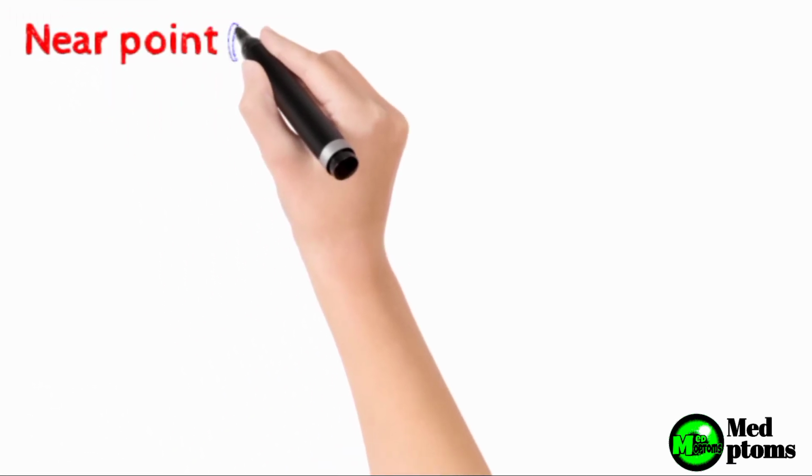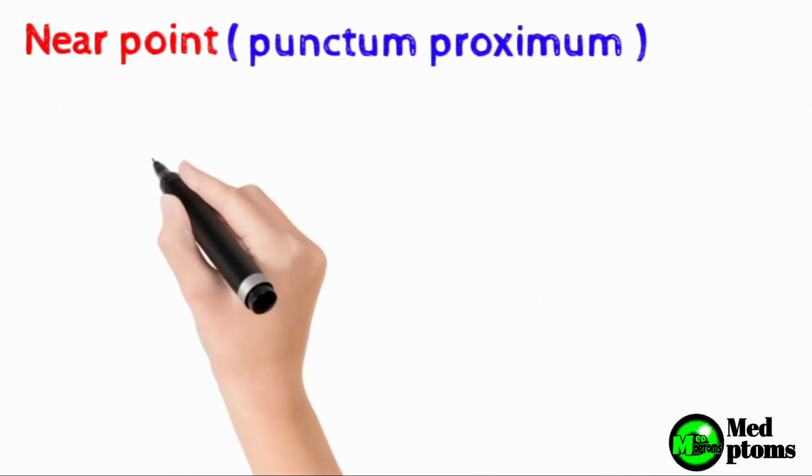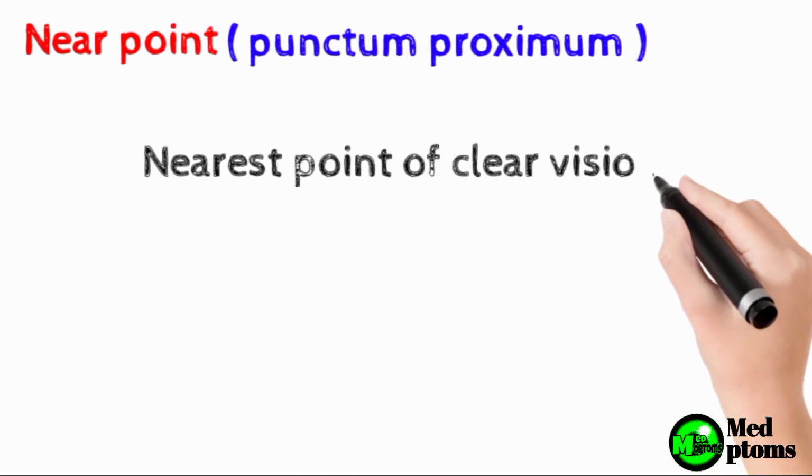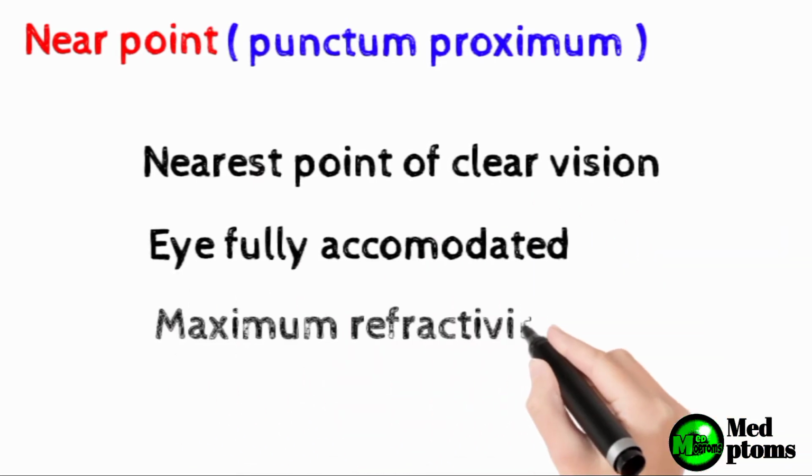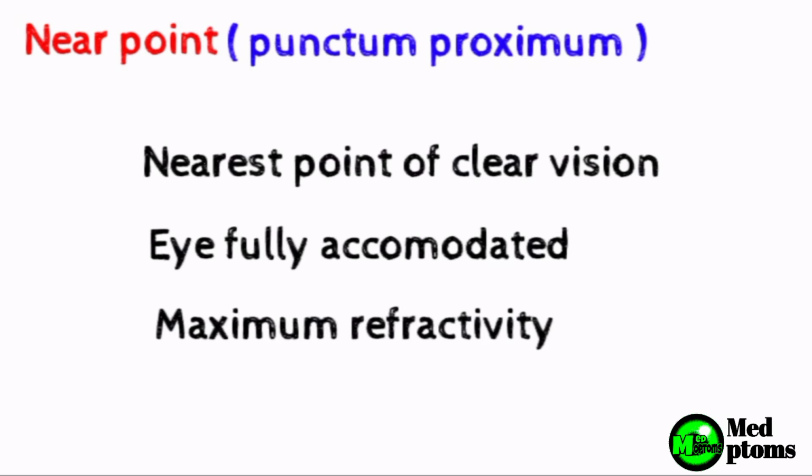Next one, near point. Near point is nothing but the clearest point of vision at the nearest distance. Whenever we see any object at the nearest distance, then our eye will be fully accommodated and the refractivity of our lens will be maximal.